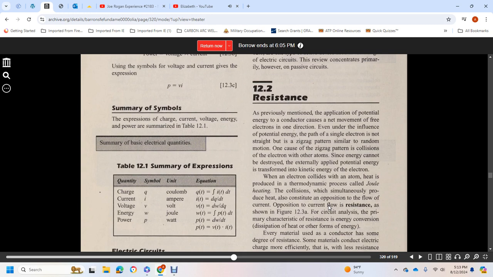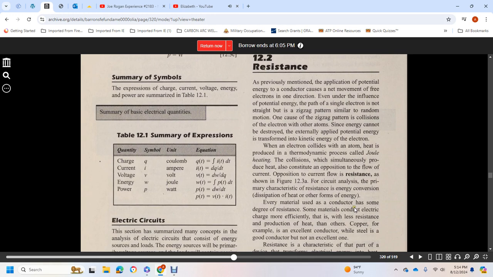Electrons collide with atoms and produce heat, a thermodynamic process called Joule heating. The collision simultaneously produces heat and opposes the flow of current. This opposition to the flow of current is resistance, shown in figure 12.3a in circuit analysis. Resistance is the primary characteristic for energy conversion, dissipating heat as other forms of energy.